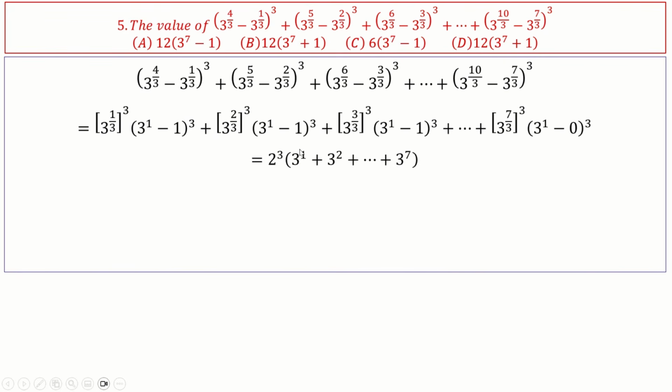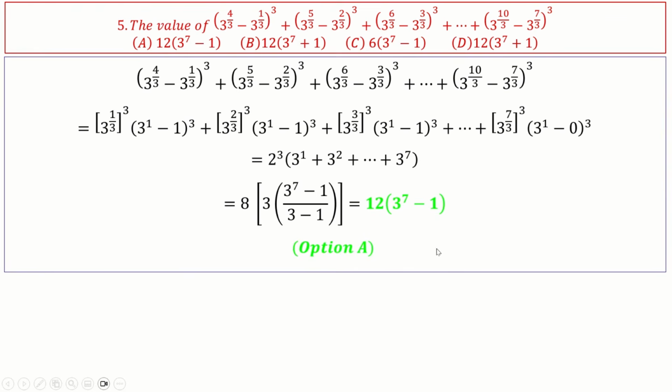Which is here an addition. And then this term is common for all: 3 minus 1, which is 2, and 2 cube is common for all. Now this is very simple. Correct. This is a GP. So this is nothing but 8 into 3 times, which is a into 3 to the power of 7 minus 1, divided by 3 minus 1, which is 12 times 3 to the power of 7 minus 1. Which is nothing but option A. A is the answer. Hope you understand how to do this. Yeah, this is an easy question. Next.